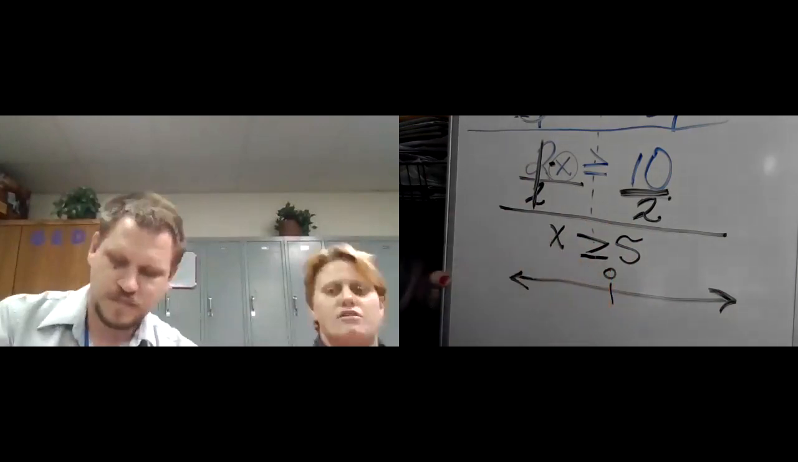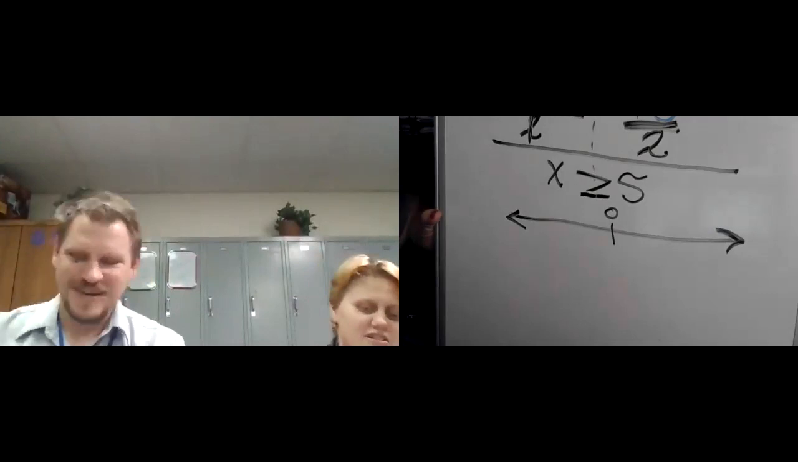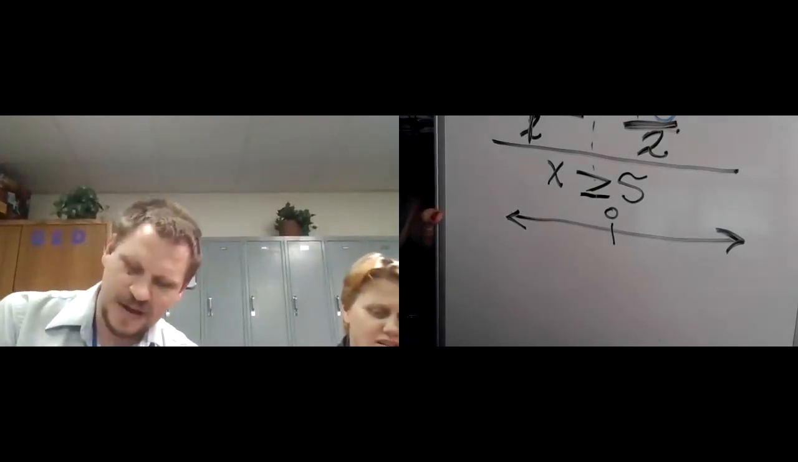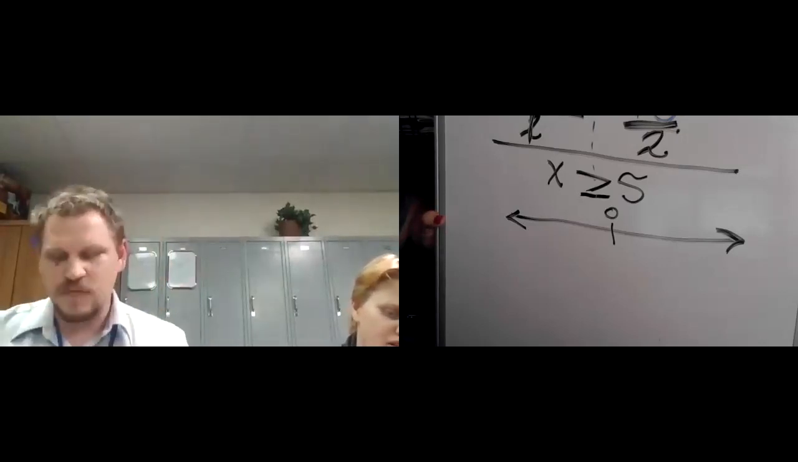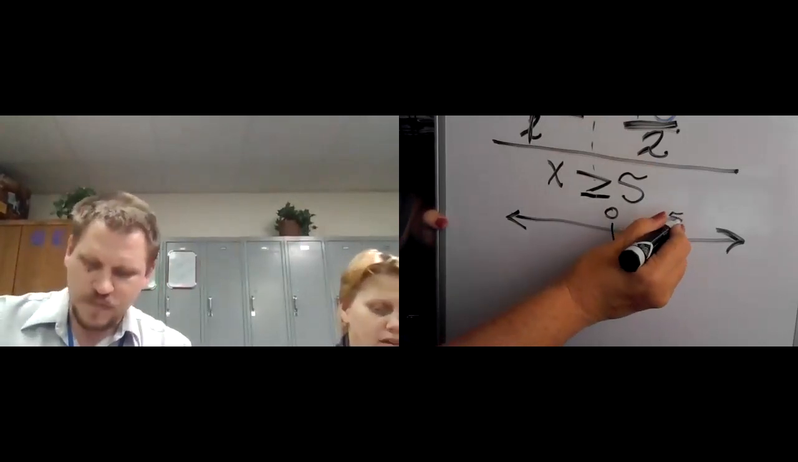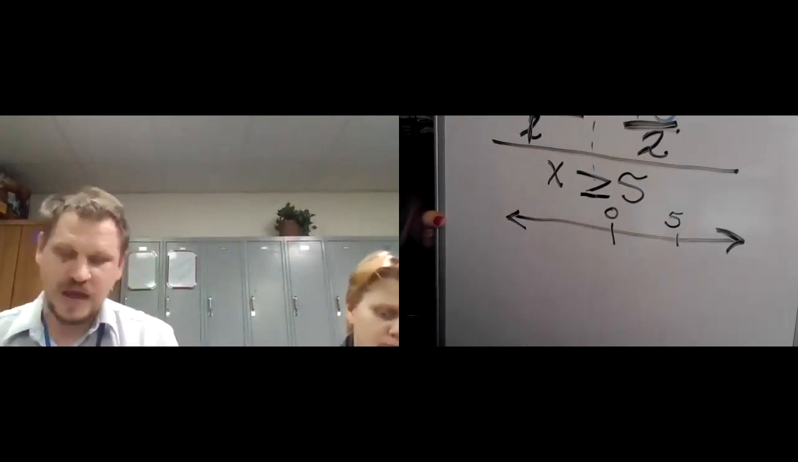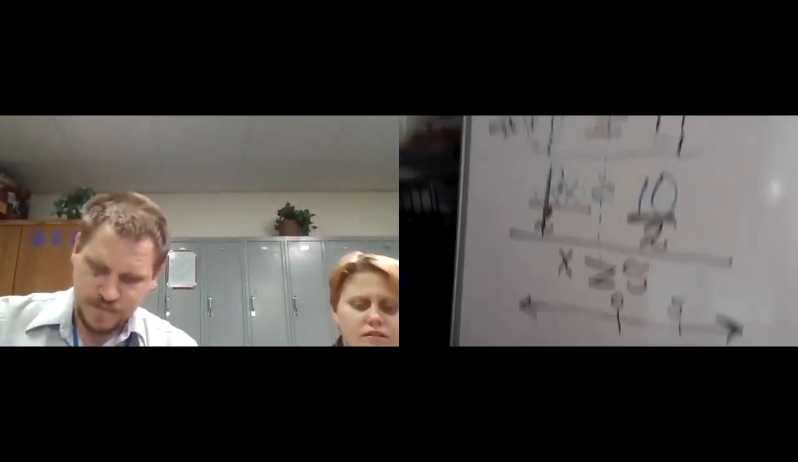Okay, so that's what I got. I just got a 2 instead of 5. So on the number line here, we find 0, we have 5. Because it's not negative, we'll put it over here, and because it is greater than or equal to, it gets colored in.